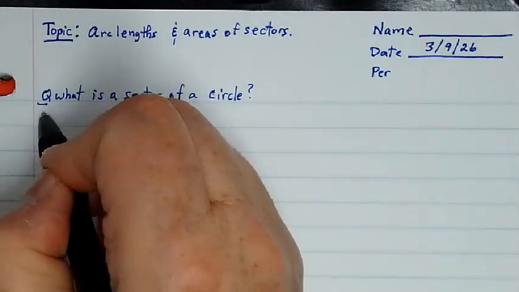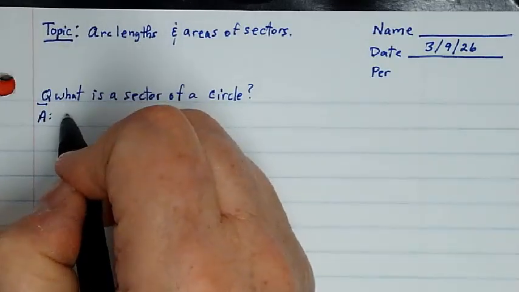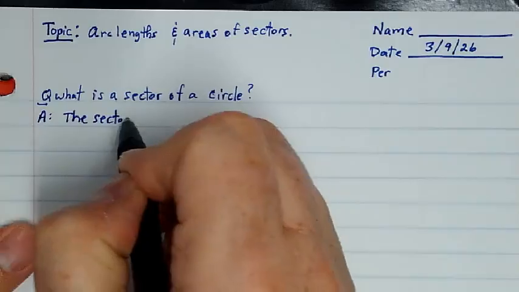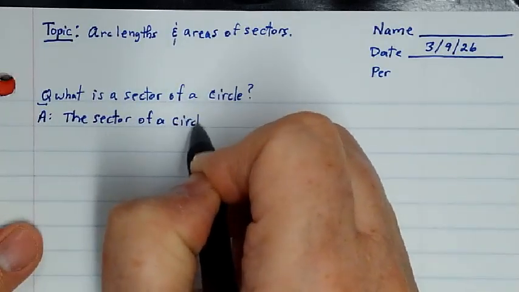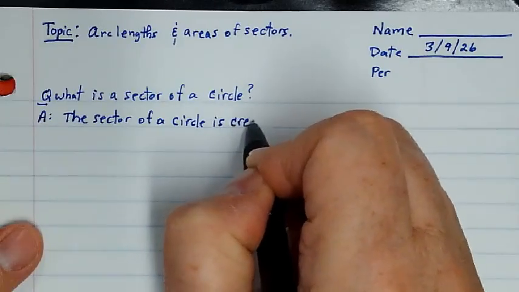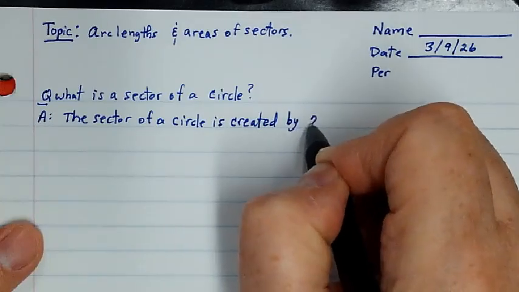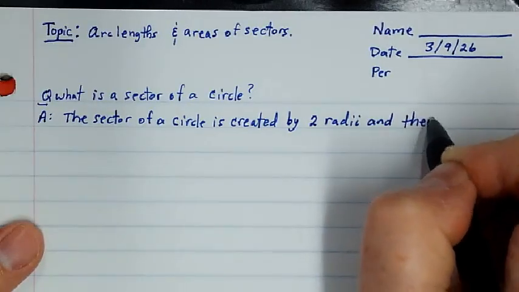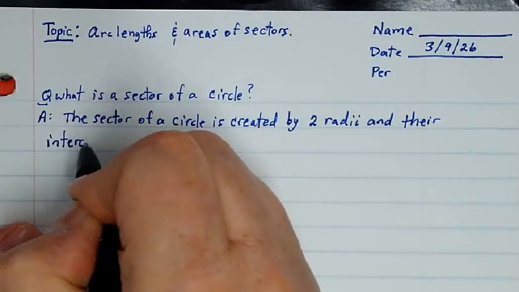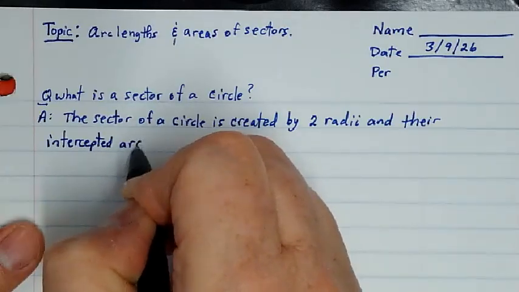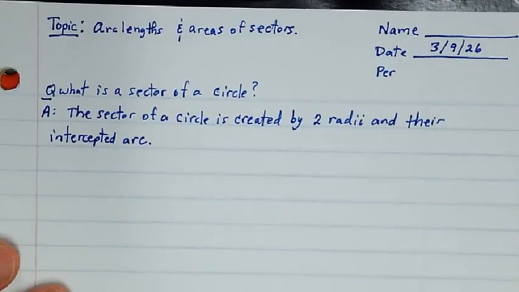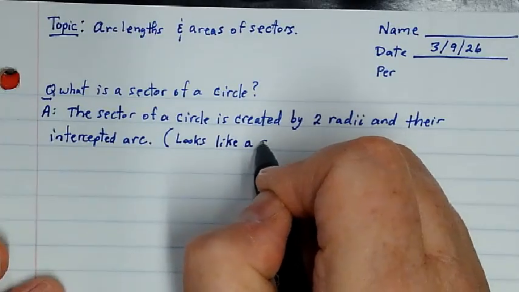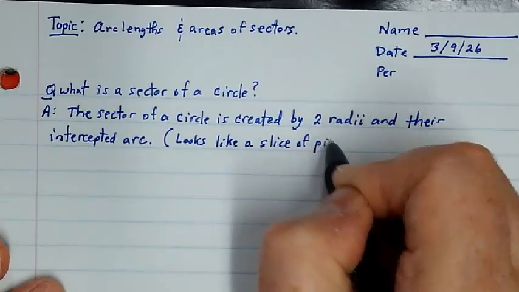Well, I'll tell you what. The answer to that is the sector of a circle is created by two radii and their intercepted arc. It kind of looks like a slice of pizza.